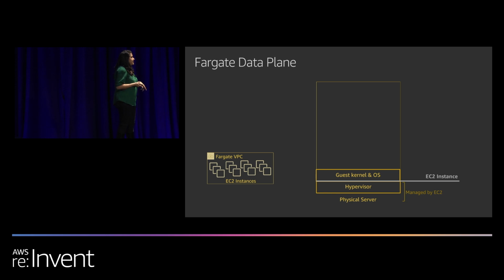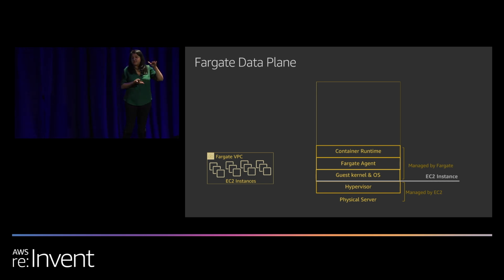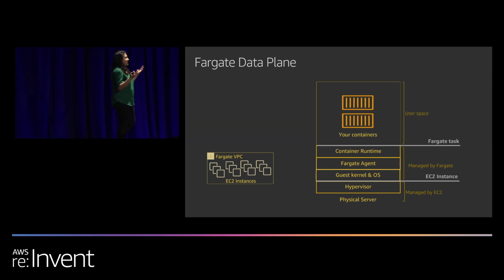And within this instance, we run Amazon Linux 2 as our guest OS. And we install a Go agent, the Fargate agent, in there. And the responsibility of the Fargate agent is to communicate with our control plane. And then we have the container runtime, which is Docker in this case, to actually spin up the containers. And this entire portion of the stack within the EC2 instance is managed by the Fargate team. So we patch it, we upgrade it, you don't have to worry about that. And generally, we maintain the full life cycle of this EC2 instance. And above that is our protected asset, which is your task and your containers.